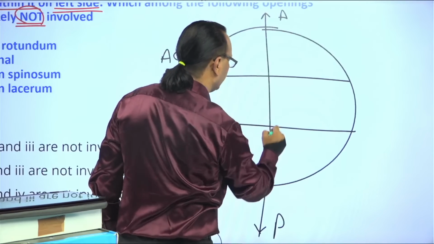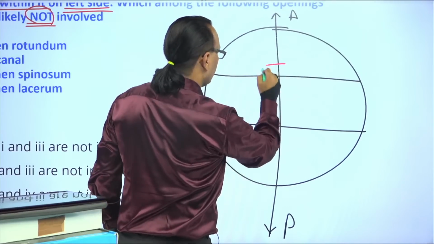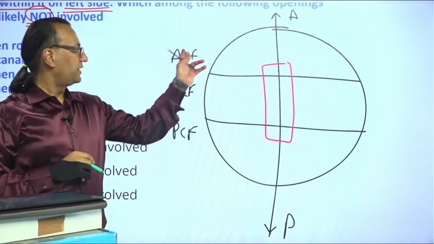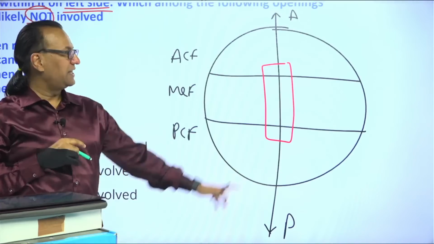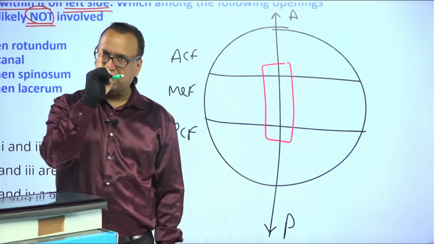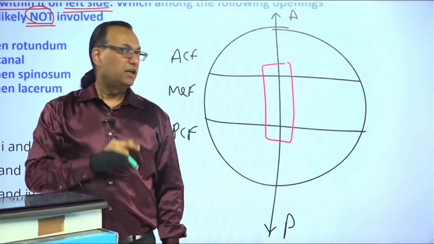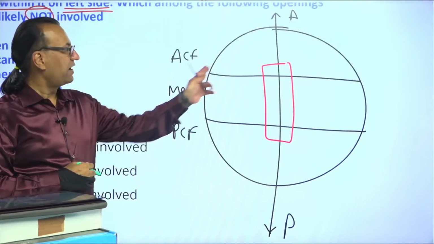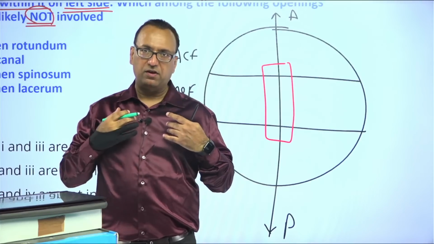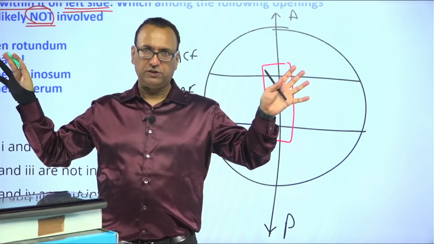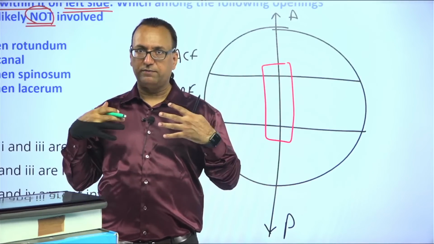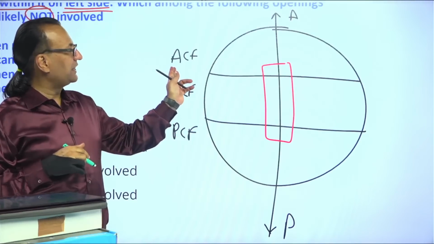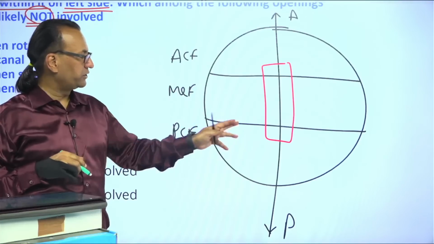Sphenoid bone will have a body, and this body will be at the floor of the anterior, middle and posterior cranial fossa. So this is the body of the sphenoid. It's a midline bone, only one. A butterfly will have a body and wings. It has a lesser wing, a greater wing and a body. So where is the body of the sphenoid? The body of the sphenoid is at the floor of the anterior, middle and posterior cranial fossa.